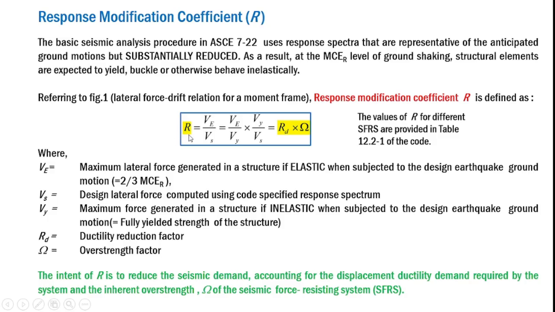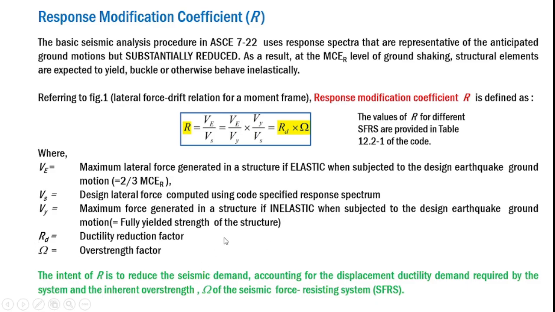Or simply we can find that the total reduction represented through the response modification coefficient R basically comes from two factors. One is represented through RD, which indicates that this reduction in the demand is due to the inherent ductility in the system, and there is one more important factor contributing to the reduction in the demand, which is nothing but the overstrength factor. Thus, the total response modification coefficient capital R is RD into omega. And here I have defined all the terms VE, VS, VY, RD, and omega.